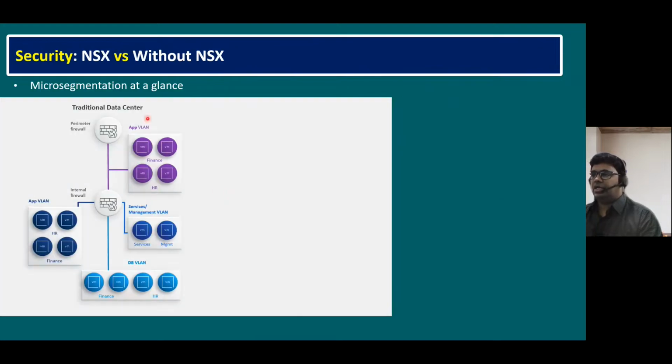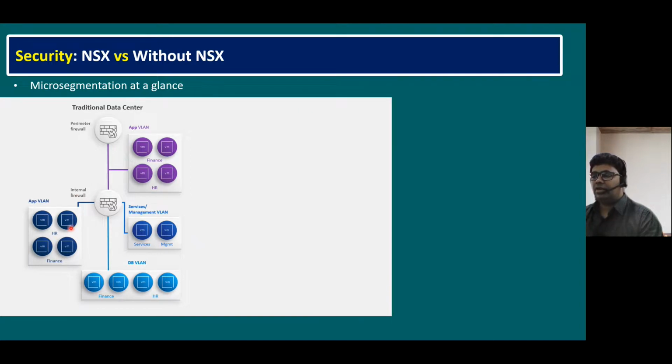Another difference is from the security perspective, NSX versus without NSX. Let's talk about without NSX. We have a traditional data center. Within a traditional data center, we have a perimeter firewall and we have multiple networks. See the application VLAN for the HR team, and there are two VMs for the finance team. Again, an application VLAN for the finance team and the HR team.